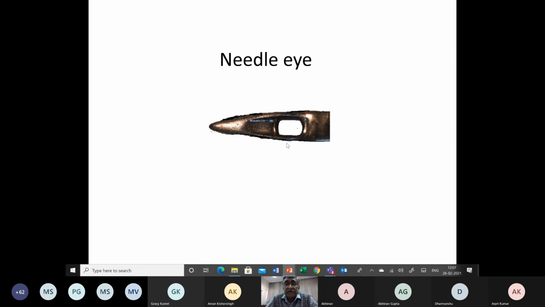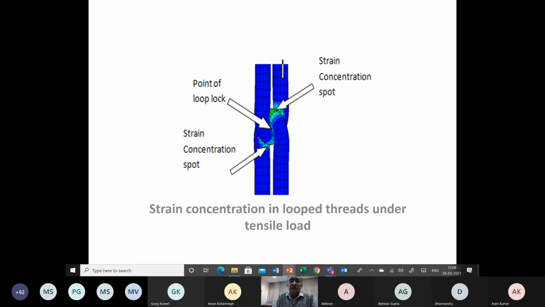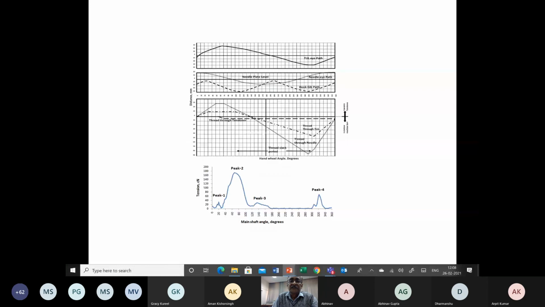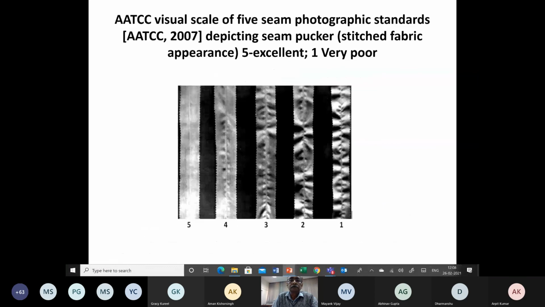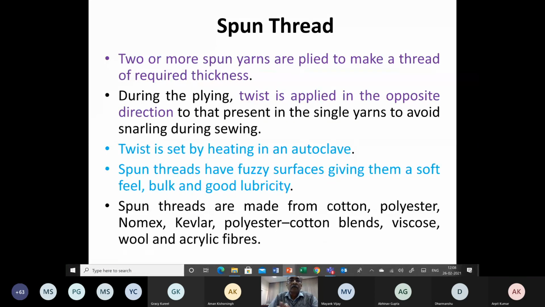So the twist is very important. It should not have very high twist, and not very low twist. Low twist means you have very low strength. High twist means the thread snarls and it blocks the needle eye. So in many cases the twist has to be heat set. So that is a point. The twist is set by heating in the autoclave.